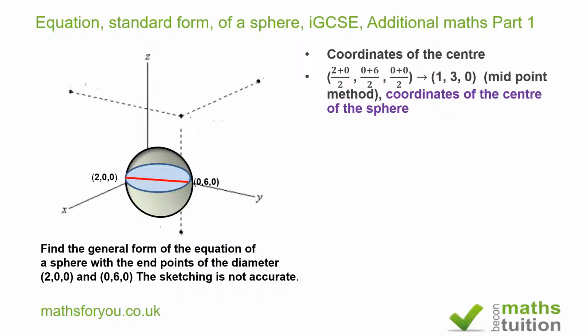Okay, now moving on from that, we now need to find the length of the radius squared. So if we do 2 minus 1, now again this 2 here comes from the x coordinate of one endpoint of the diameter. So now we do 2 minus 1 squared plus 0 minus 3 all squared plus 0 minus 0 all squared, and that's equal to 10. So if you open up your brackets, you end up with 10. So the answer is 10 there.